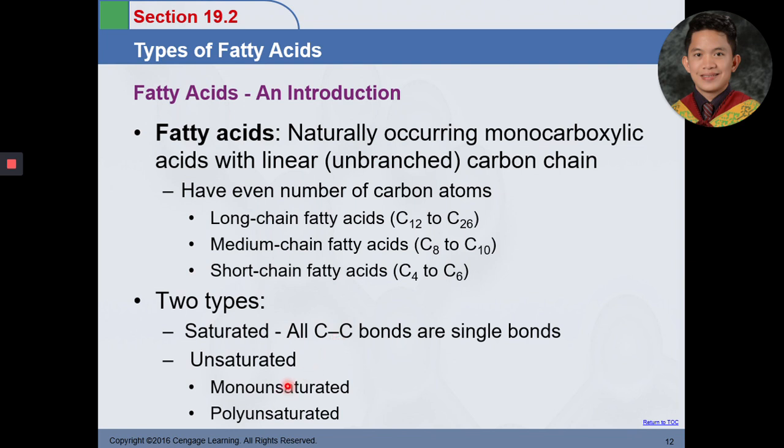And these could be further classified as either monounsaturated or polyunsaturated. The difference between the two is that for monounsaturated, there is the presence of one double bond, one carbon-to-carbon double bond, and in polyunsaturated fatty acids, there are more than one carbon-to-carbon double bonds present. So always remember the difference between the saturated and the unsaturated, and the monounsaturated and the polyunsaturated fatty acids.